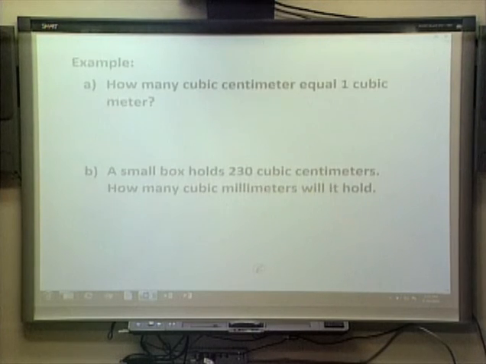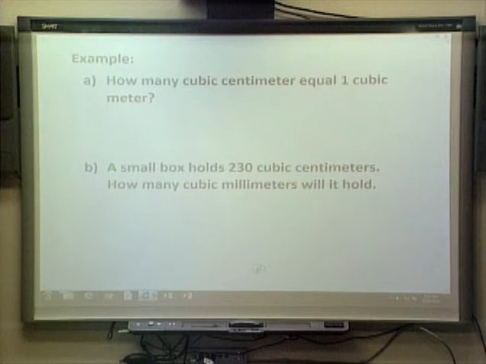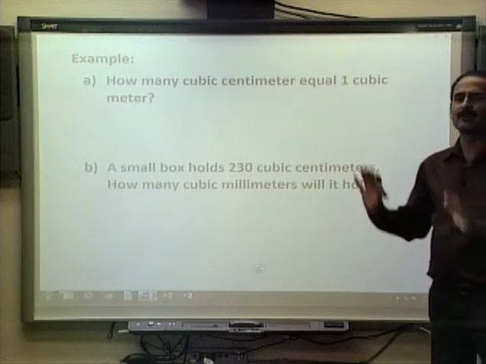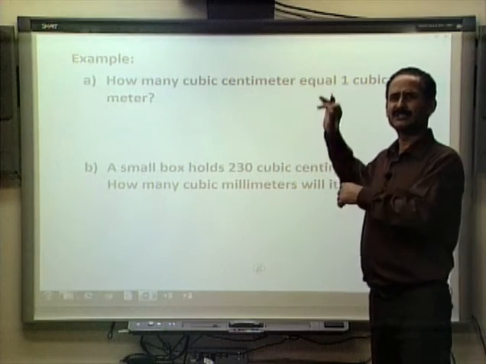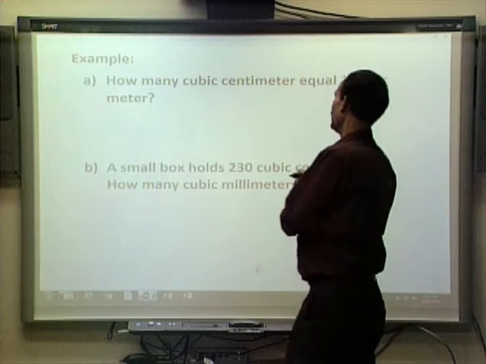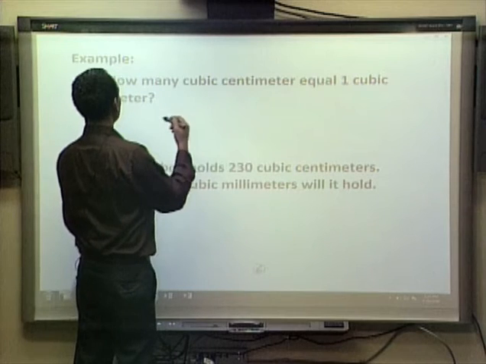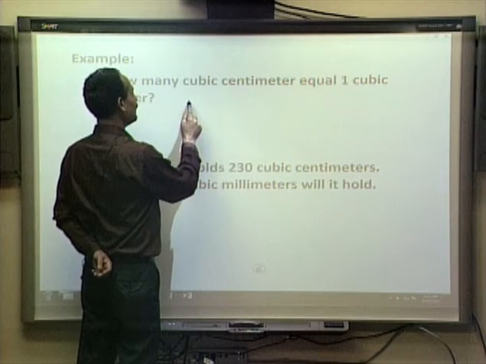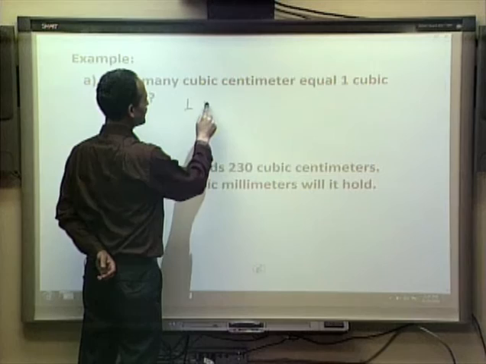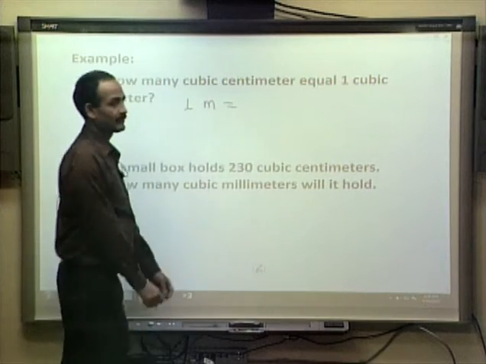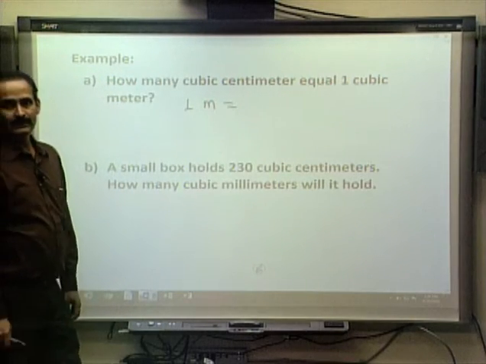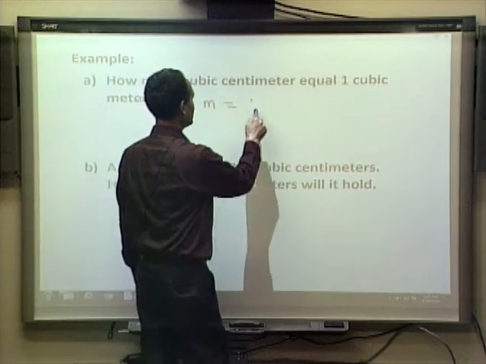Let's look at one example. How many cubic centimeters equal 1 cubic meter? It's easy. When it is the metric system, it is not necessary to remember the table. Let's do it this way. We know that 1 meter is the same thing as 100 centimeters.